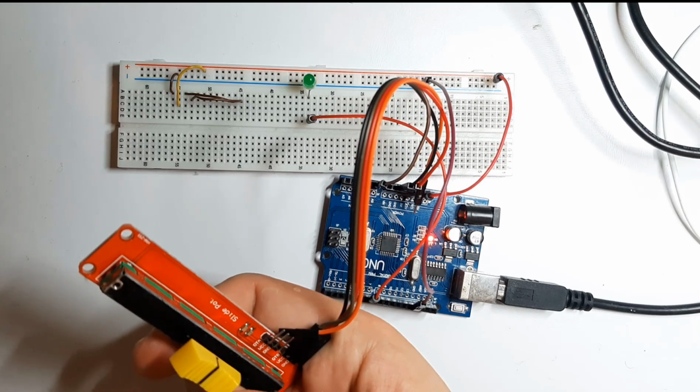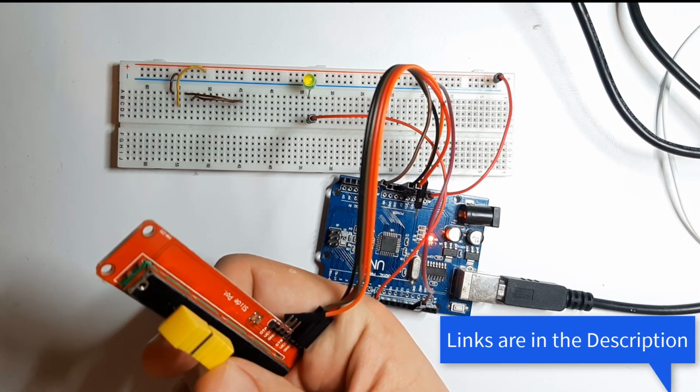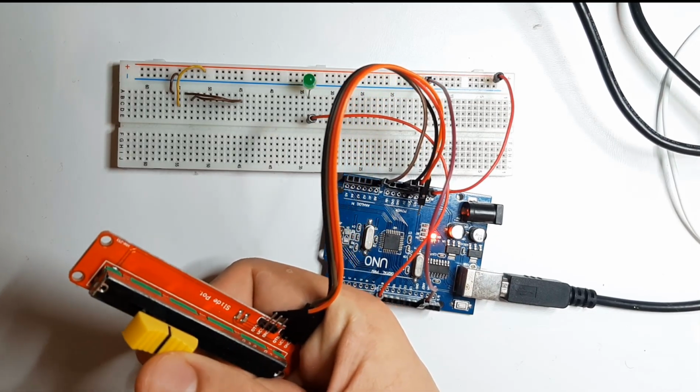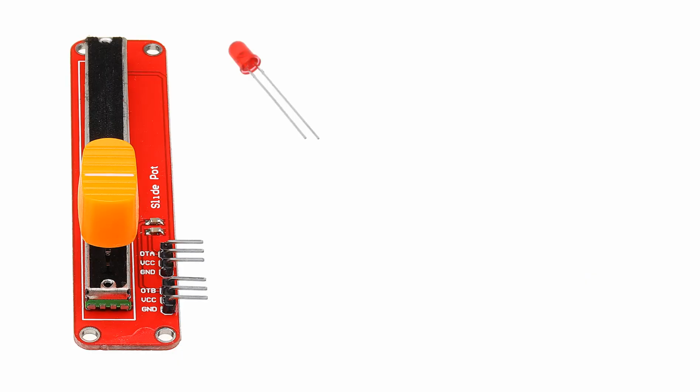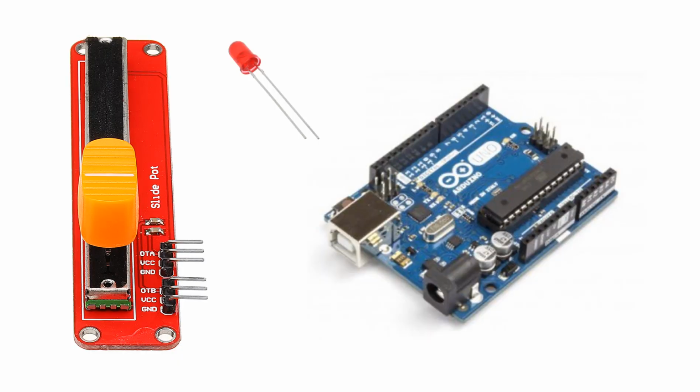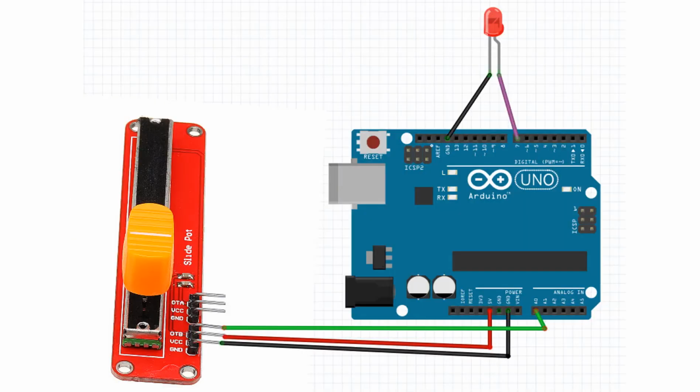In this tutorial, we will learn how to control the LED blinking pulses with a potentiometer. For this simple project, you will need a potentiometer, an Arduino board, and one LED. Connect the potentiometer to Arduino according to this schematic.